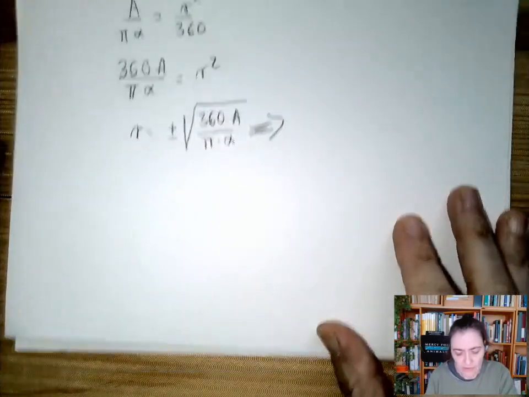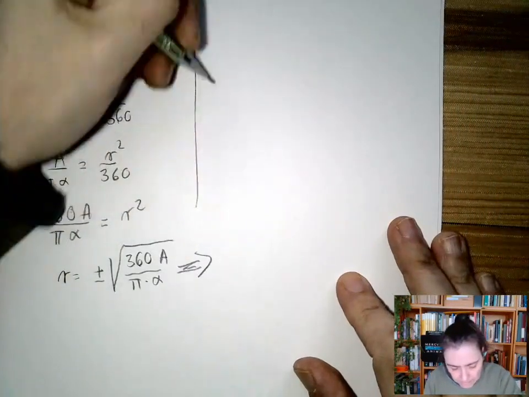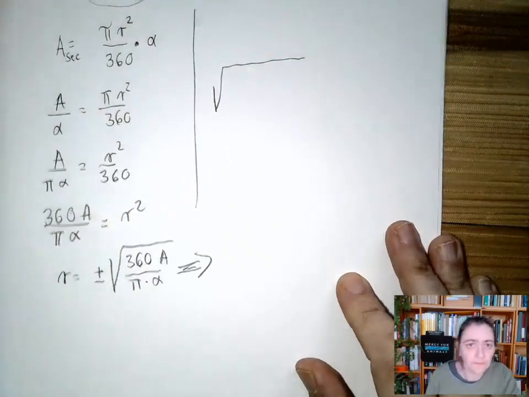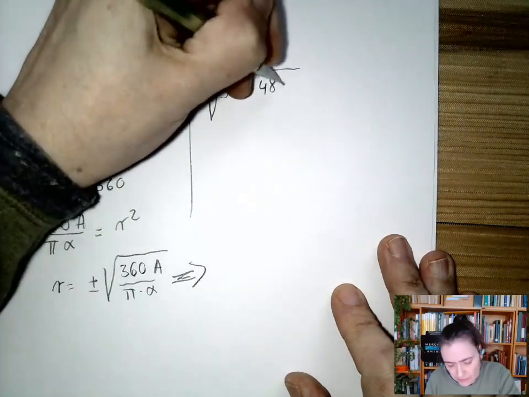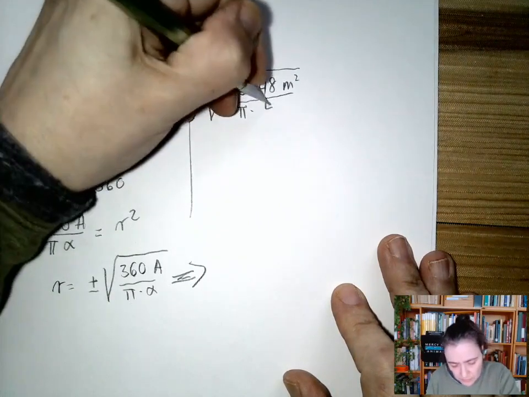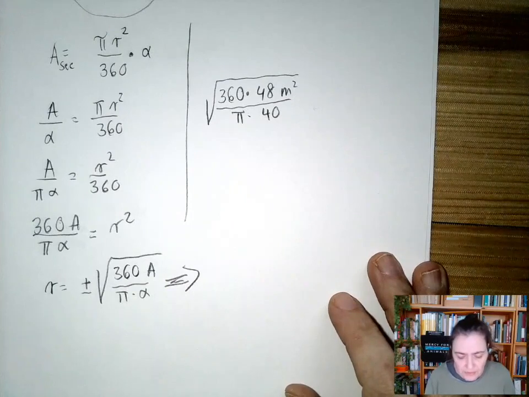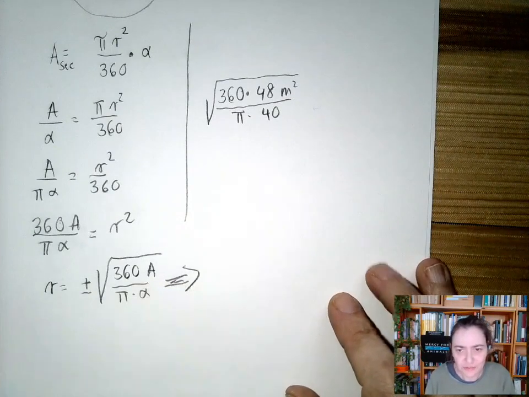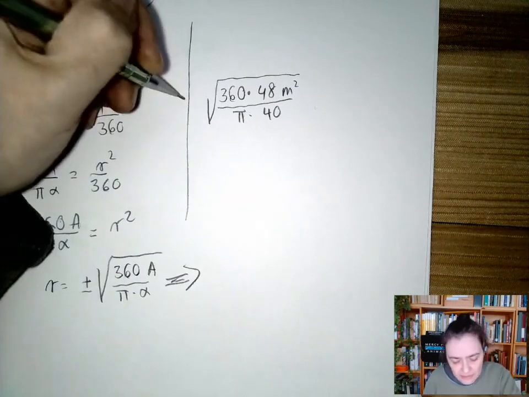So the approximate value is going to be the square root of 360 times 48 square meters divided by pi times 40. Now, the units work. Square root of meter squared is meters. So we're going to get the answer in meters. That's encouraging.